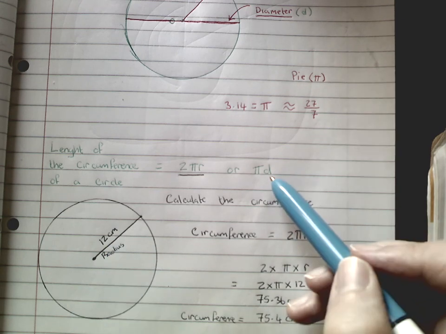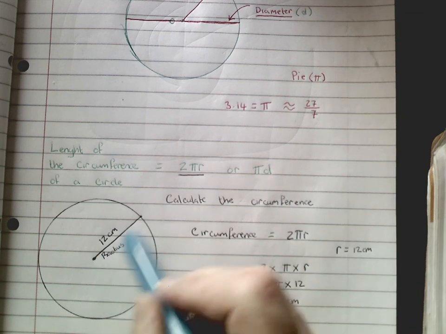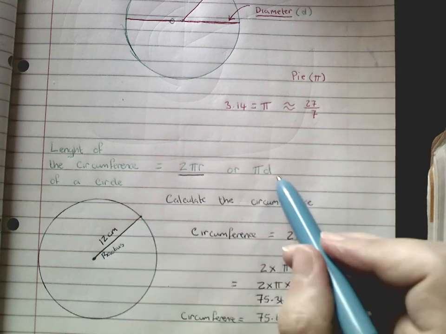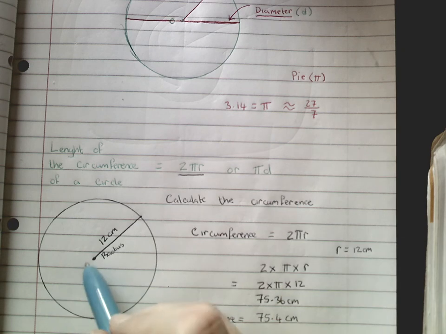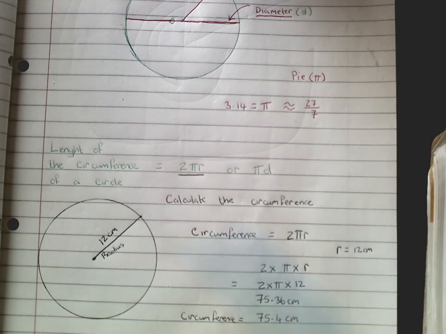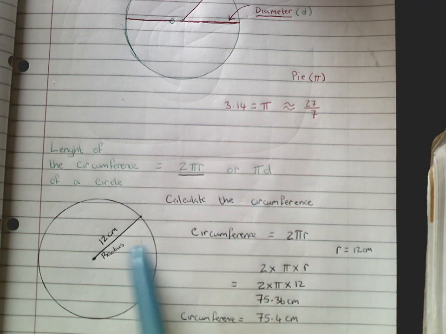Now the other option is, for example, if the radius of this is 12, then the diameter is going to be 24. It's just going to be double this. So if you have the diameter, for example, you could just use this formula, pi times the diameter. So that would just be pi times 24. You multiply it out and you're going to get the same answer here as well.